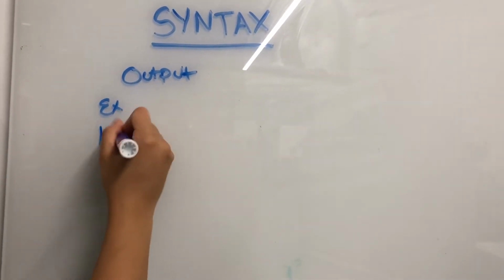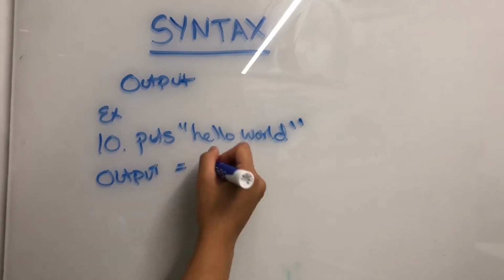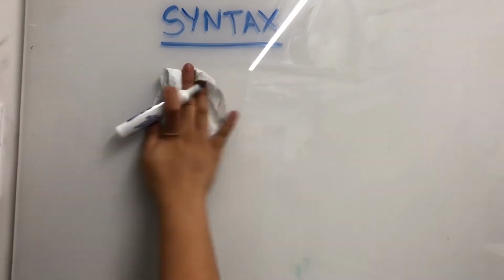So in terms of output, just like a simple print statement in Python, we put IO.puts and then, for strings, between double quotes "hello world", and that will just output the words hello world.